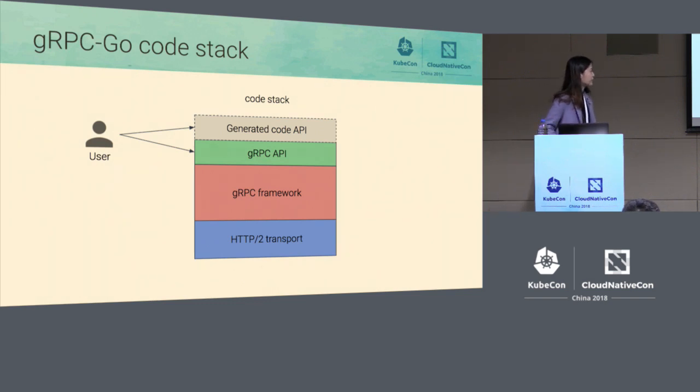So first, let's look at the code stack. We have the transport layer on the bottom, and we have the HTTP2 transport by default. On top of that is the gRPC framework layer. It contains the main logic of gRPC. The next is the gRPC API layer, and we also have another optional layer, the generated code API, that wraps around the gRPC API. In most cases, users interact with both the generated code API and the gRPC API.